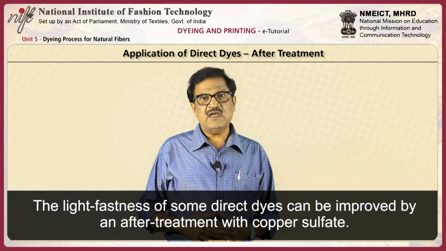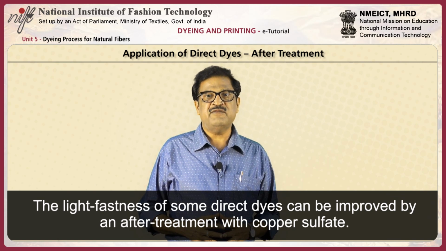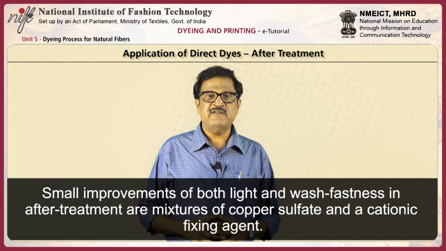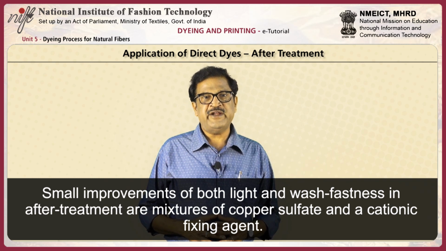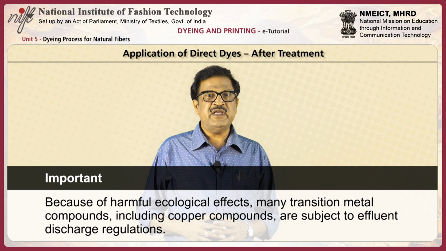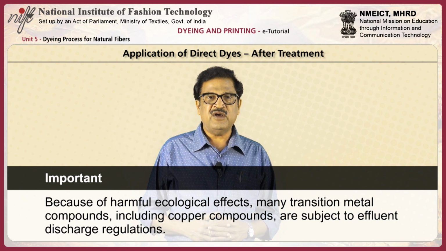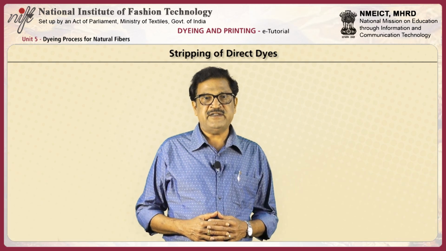The light fastness of some direct dyes can be improved by an after-treatment with copper sulfate. Small improvements of both light and wash fastness in after-treatment can be achieved by a mixture of copper sulfate and cationic fixing agent. Because of harmful ecological effects, many transition metal compounds including copper compounds are subject to effluent discharge regulations.